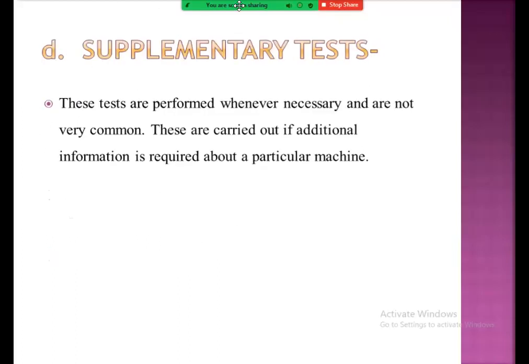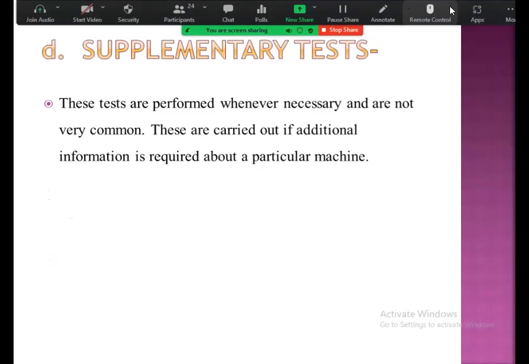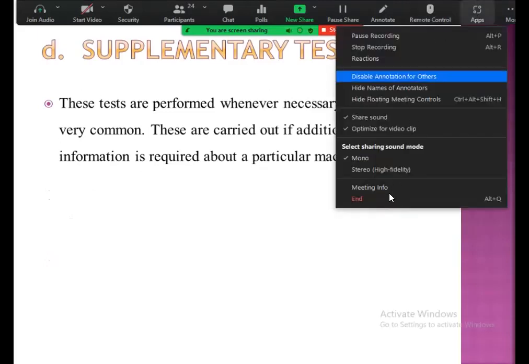Okay, so we will stop here itself. In the next session, we will see the various types of tests that can be carried out on the machines. Okay, thank you for joining the session. We will see you in the next lecture.